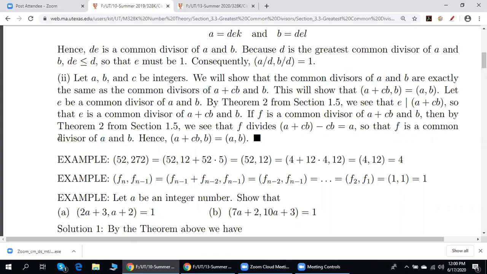So you're proving that the set is exactly the same, and if the set is exactly the same, then their greatest common divisor has to be the same too. Greatest common divisor, sorry. So we prove that this set of all common divisors of A and B is equal to the set of all common divisors of A plus CB and B. Since these sets are equal, the greatest common divisor of this is equal to the greatest common divisor of this.